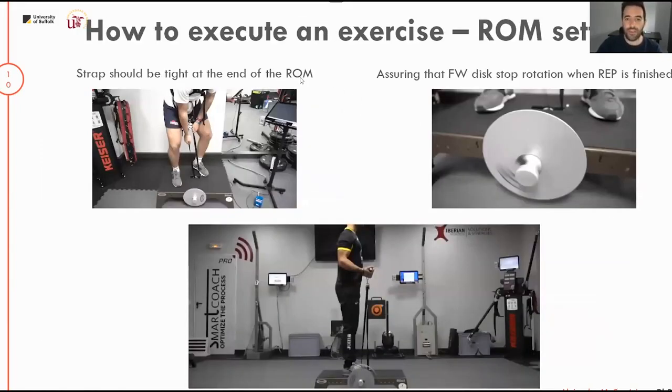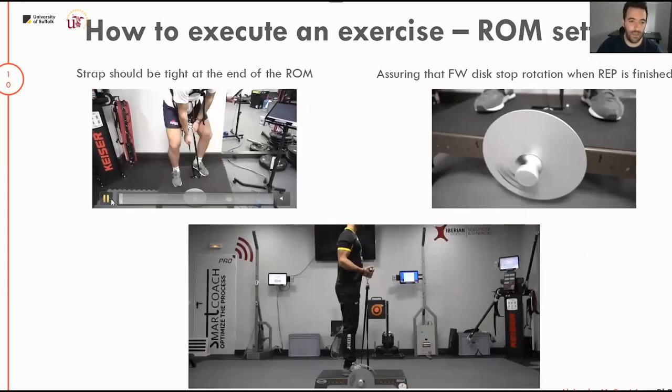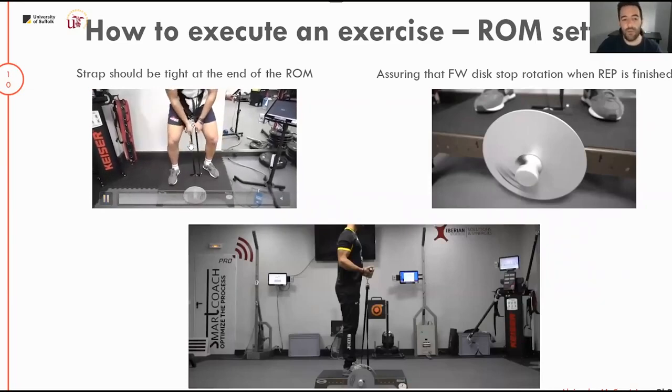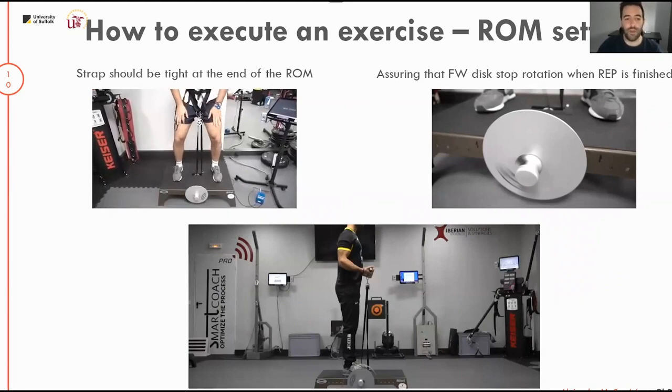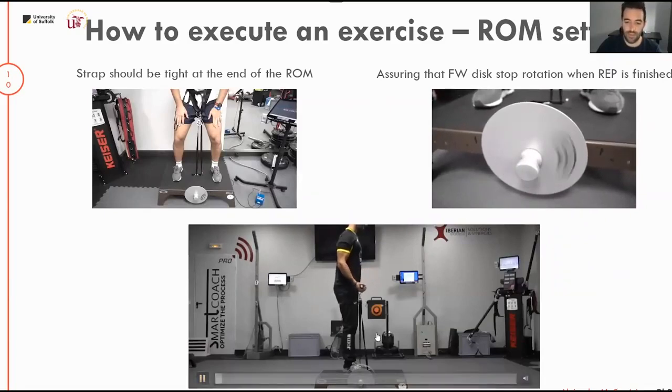How do you execute an exercise on a flywheel device? First of all, you need to do the ROM setting, okay? So first, you must ensure that the strap is tied at the end of the ROM, like in this video. This is one of the good things of the flywheel devices because you can create the ROM safely. That will assure that the flywheel disc will stop the rotation at the end of the desired ROM, as we see in this video.